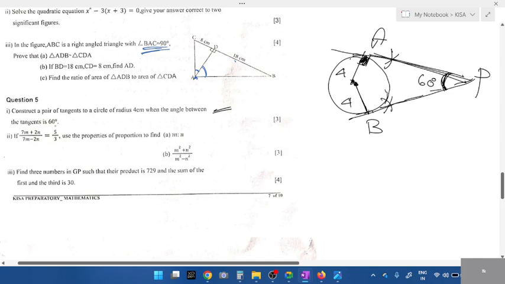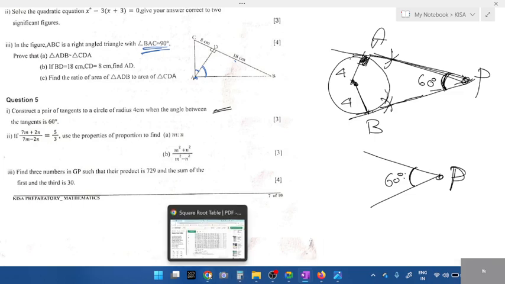When the angle between the two tangent, where are the two tangents joined, students? Where are the two tangents joining? At which point? Angle T. So what's the angle formed here? This is 60 degree. Okay, this is 60. You can't construct 60 degrees there. I'll show you the calculation, construction part.